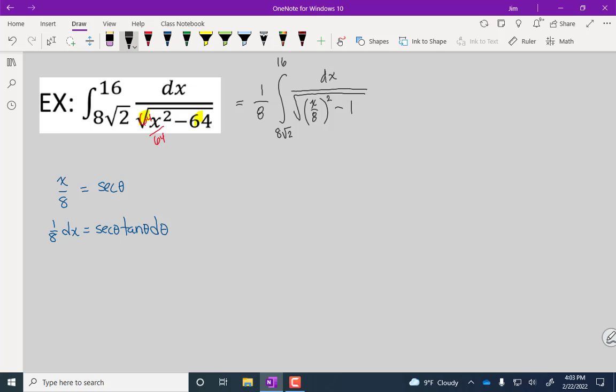We're good to substitute now. So we have the 1/8 out in front. We're going to go with x limits because we're not going to convert to theta limits. What is dx equal to if you look down here? Exactly. dx is 8 times that, so we'll have 8 secant theta tangent theta, and then a d theta.